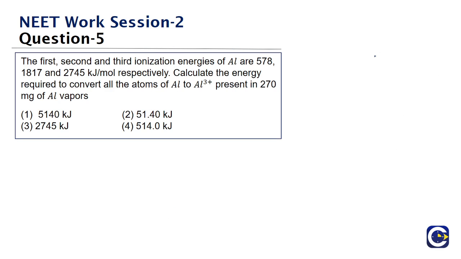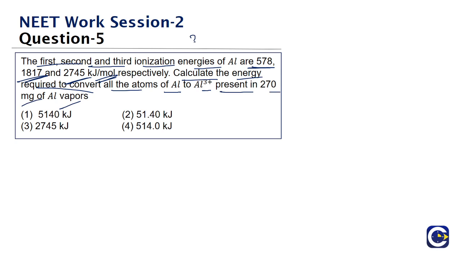Next we have another question based on the ionization energy, but this is a quantitative question. The first, second and third ionization energies of aluminum are 578, 1817, 2745. We can see they are increasing. Kilojoule per mole respectively. Calculate the energy required to convert all the atoms of aluminum into aluminum 3 plus. Means we want to ionize all the aluminum atoms into Al3 plus, present in 270 milligrams of aluminum vapor.